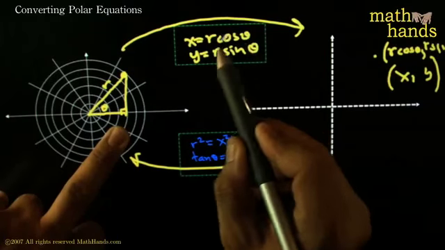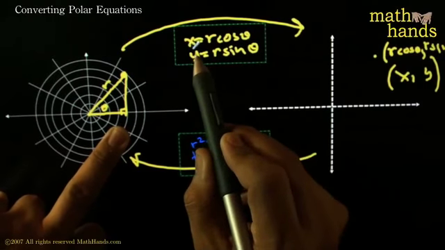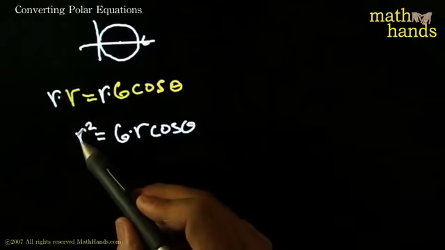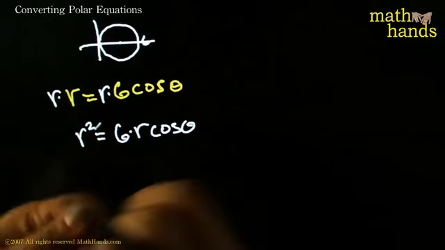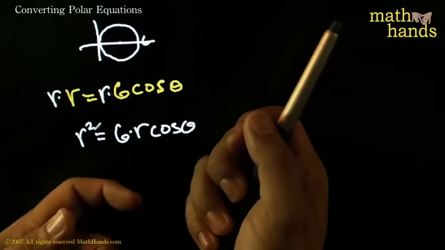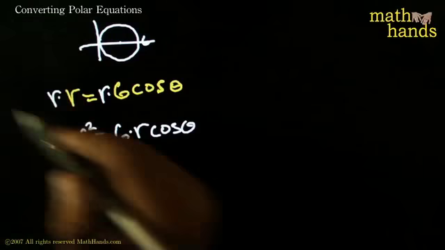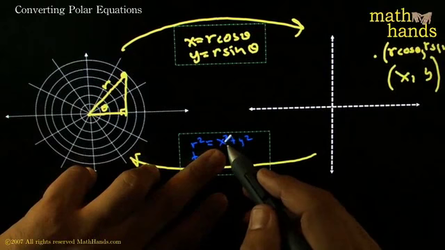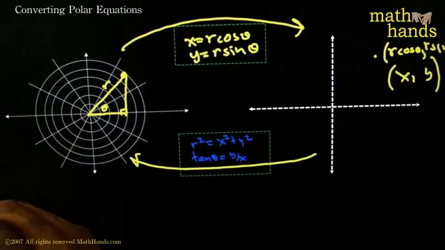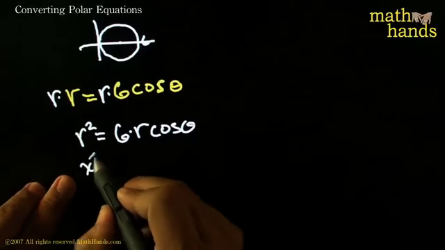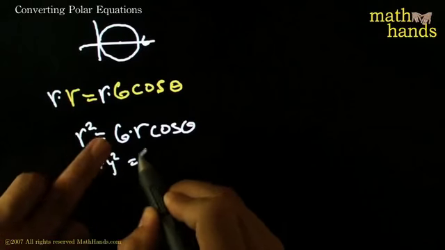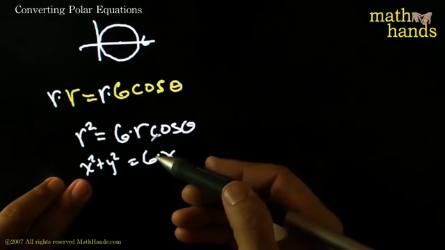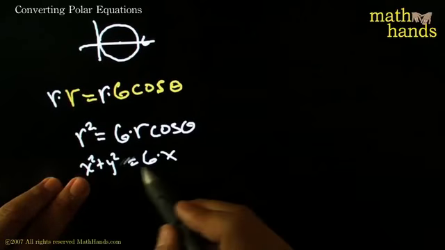How much is r cosine theta? X. I told you. And you have something else here, an r squared. Is there a famous way to exchange an r squared for x's and y's? Yes, there's a famous way. R squared can be exchanged for x squared plus y squared. That does it. This piece right here is x squared plus y squared. That piece over there is 6 times x. And you've done it. You've changed it into Cartesian.